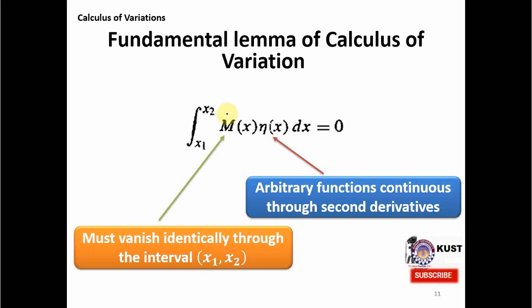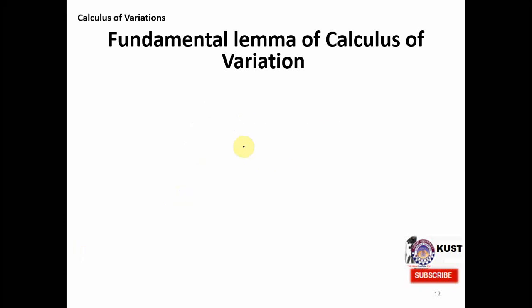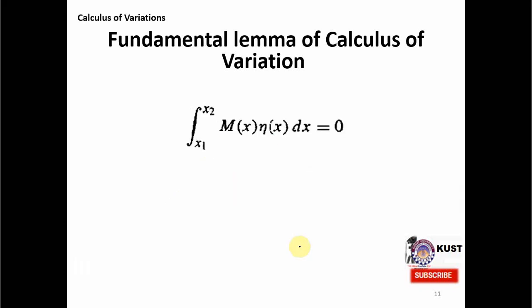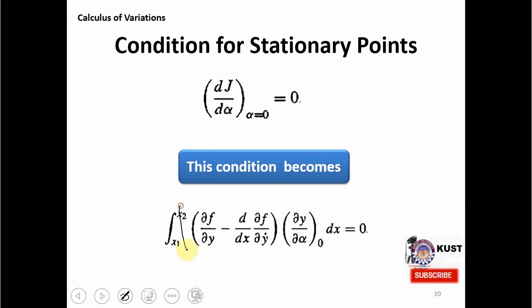We will not go into the derivation of this lemma, but later in an example we will see that this is actually the case: when these y of x, which are continuous functions through second derivative, are multiplied with the m of x, and this integral is equal to 0, then this m of x must identically vanish. If this is the condition, now if you go back and compare this with our own integral, you will find out that this m of x actually corresponds to this equation, del f by del y minus d by dx del f by del y dot. So let's go back and see if this was the case. Here you can see this thing is now our m, and this is our eta.